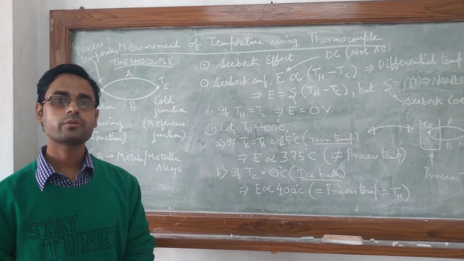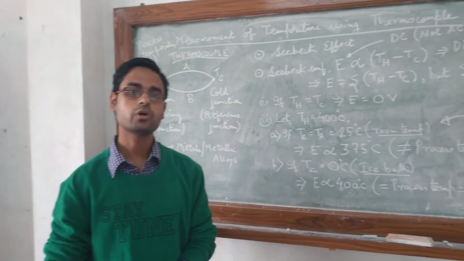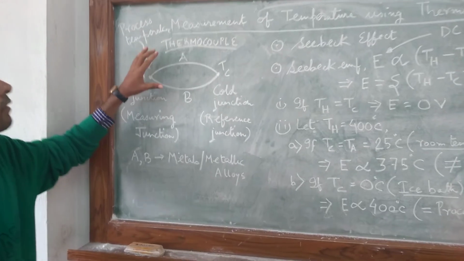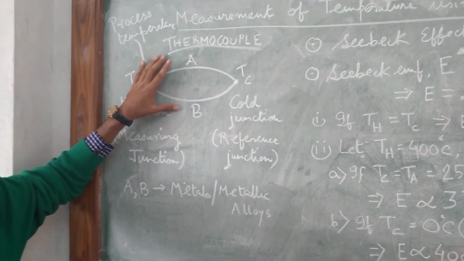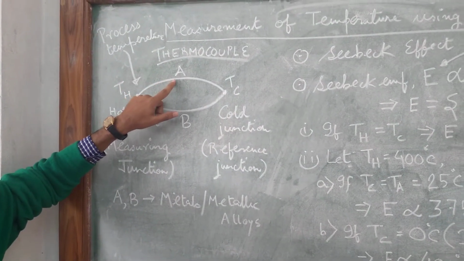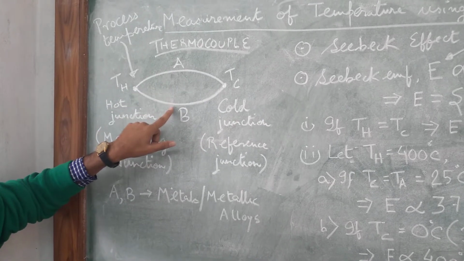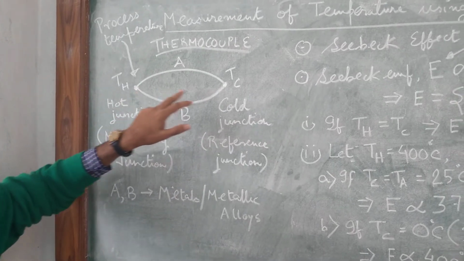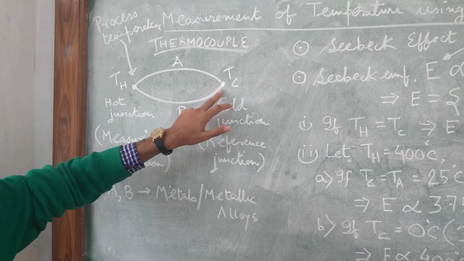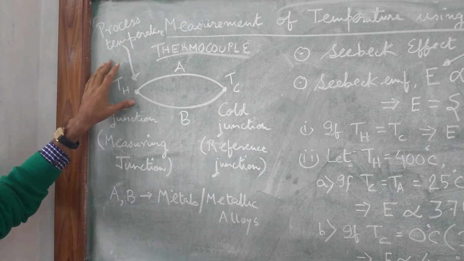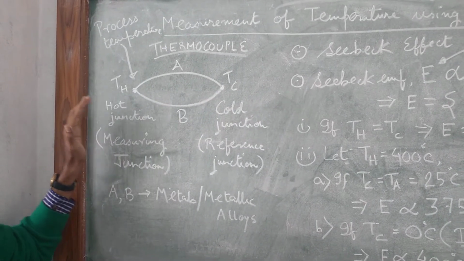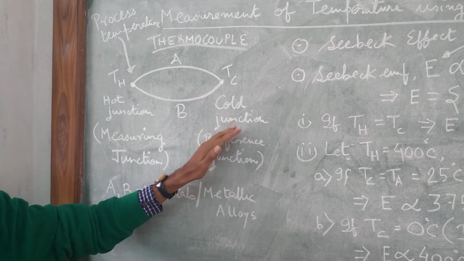This experiment is on measurement of temperature using thermocouple, and we can remember that a thermocouple comprises two metals or metal alloys, A and B. Two junctions are formed, hence the term couple, and one of the junctions is called the hot junction, the other junction is called the cold junction.